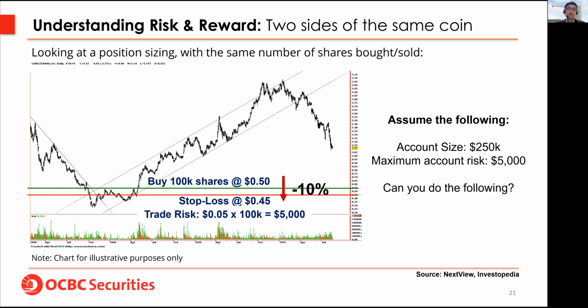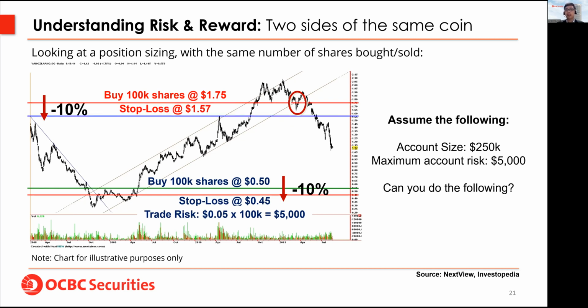Now imagine that same trade or that same account, what you want to do right now is, at this point in time, in the red words, you want to buy 100,000 shares again. But this time, Yang Zijiang over here is at $1.75. And again, you're willing to take a 10% loss. So you put your stop loss at the next level, which is about one of the support resistance turned support levels as well that you have in mind.